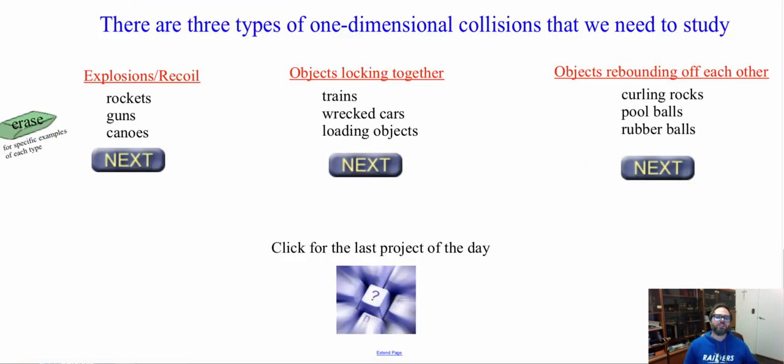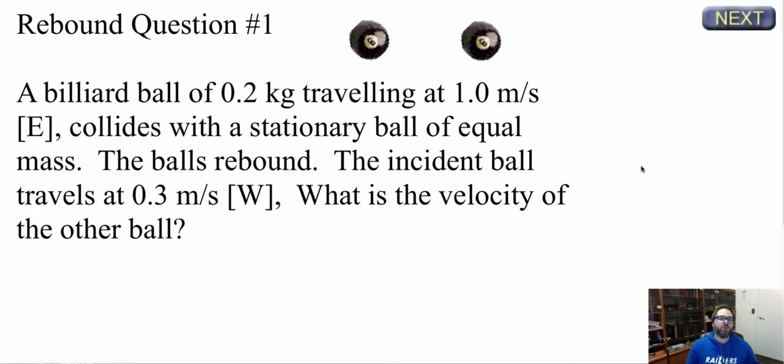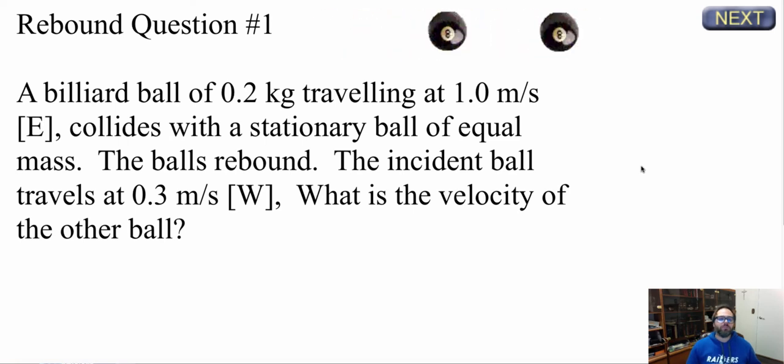So we're going to look at collisions and how momentum changes based on a rebound and how to do some calculations. These include curling rocks, pool balls, and rubber balls. Our first question is going to be with pool balls. So we have a billiard ball of 0.2 kilograms traveling at 1 meter per second east collides with a stationary ball of equal mass. The balls rebound. The incident ball travels at 0.3 meters per second west. What is the velocity of the other ball?